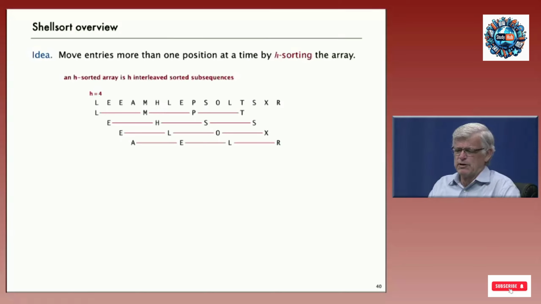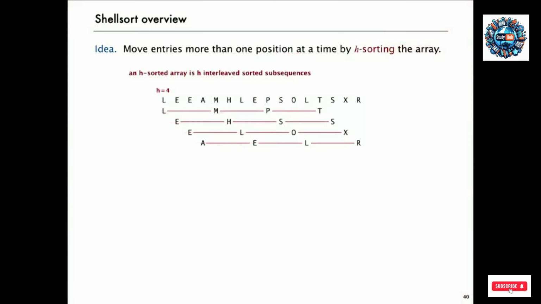And the way we're going to do it is called H-sorting the array. So an H-sorted array is H different interleaved sorted subsequences. In this case, with H equals 4, if we start at L and look at every fourth element, M, P, T, then it's sorted. If we start in the second place at E and look at every fourth element, it's sorted. So this is 4 interleaved sequences.